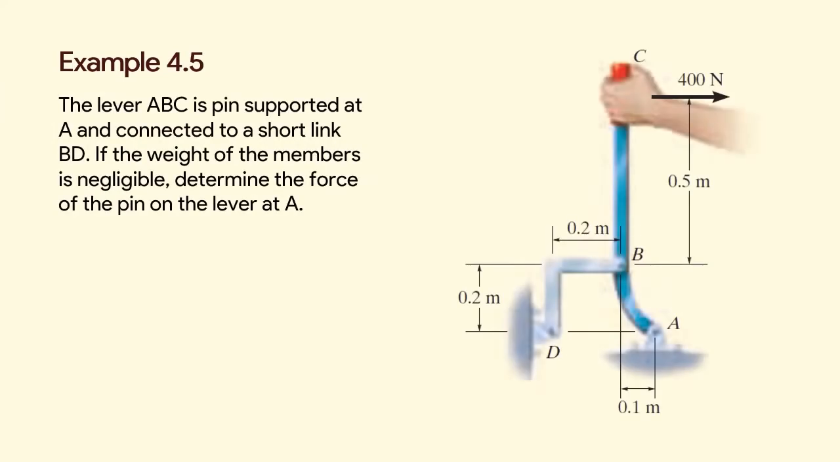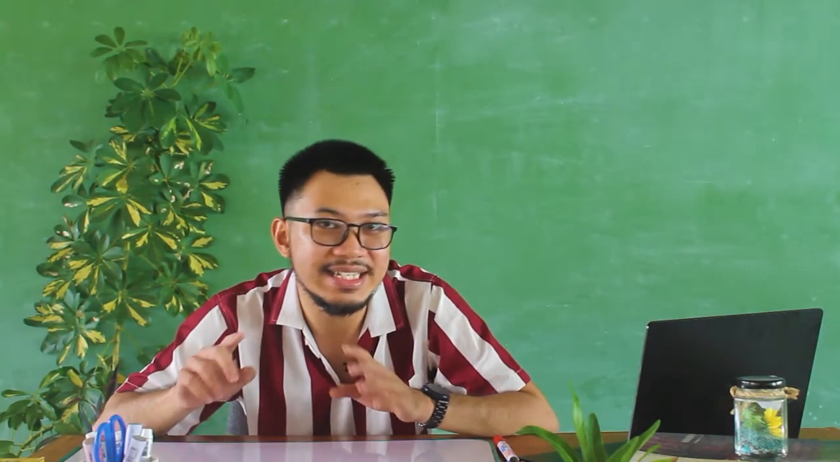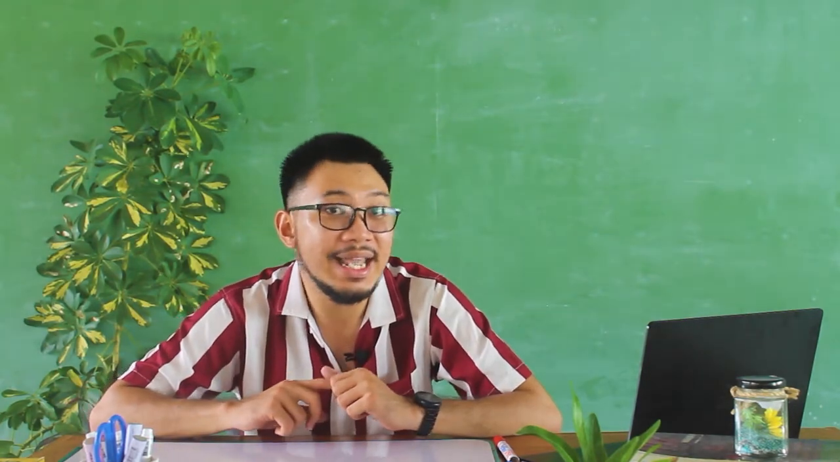We have this lever ABC that is pin supported at point A, and it is connected to this link that we call BD. Okay? And there is a 400 newtons force applied at the handle of this lever. So we have to determine now the forces on your pin A. Okay? So let's draw it.